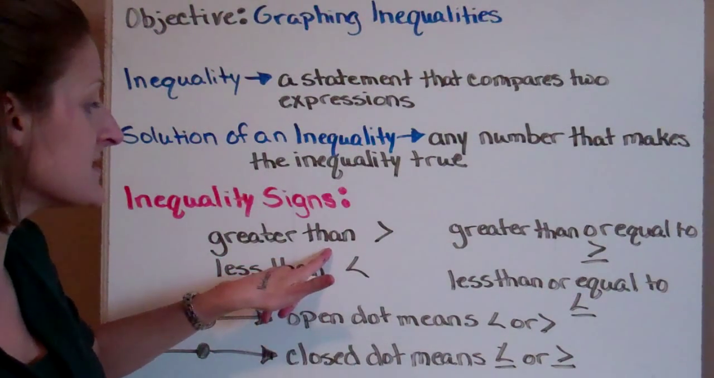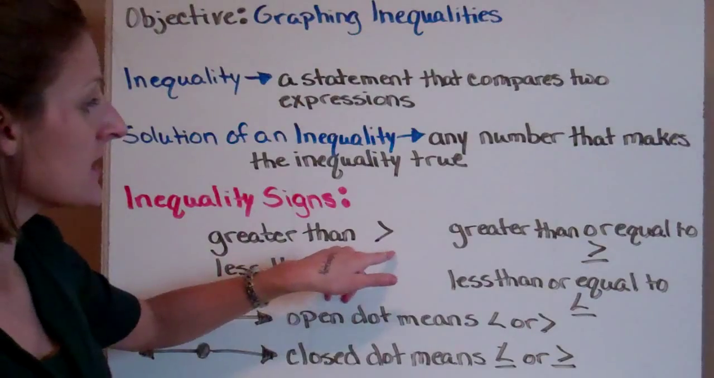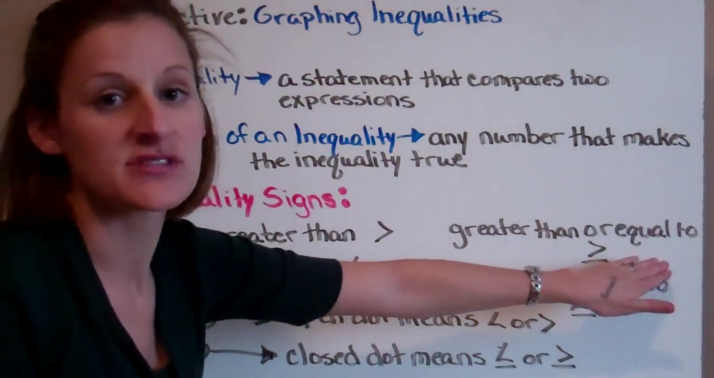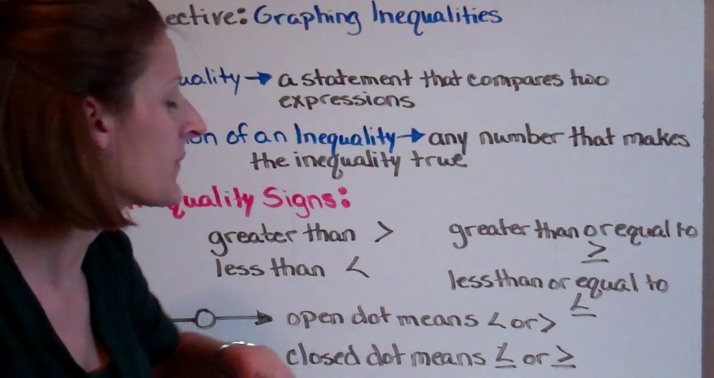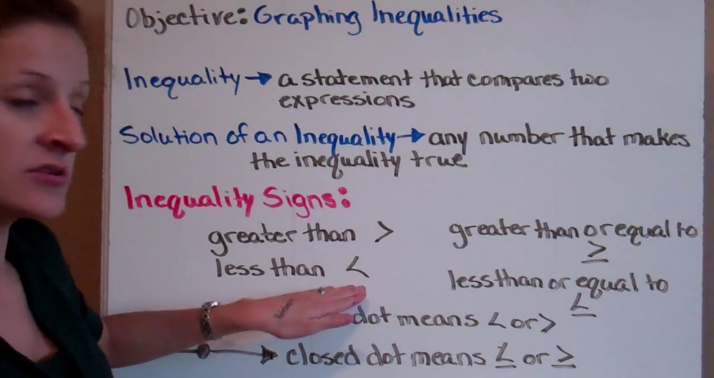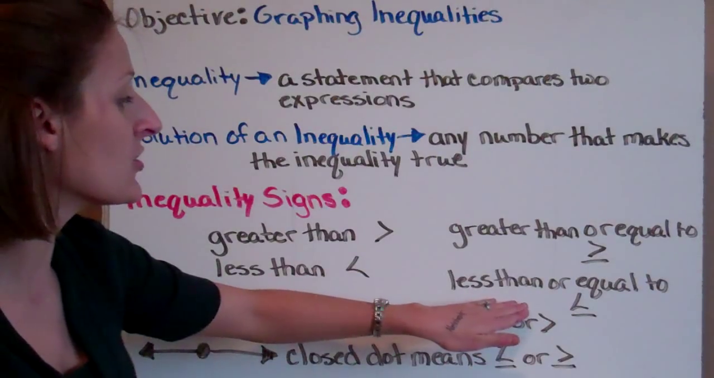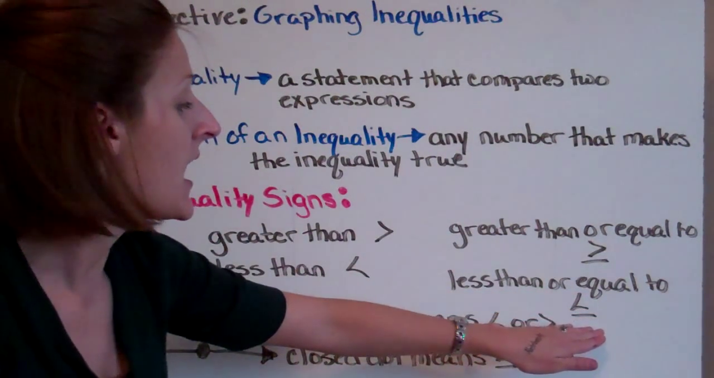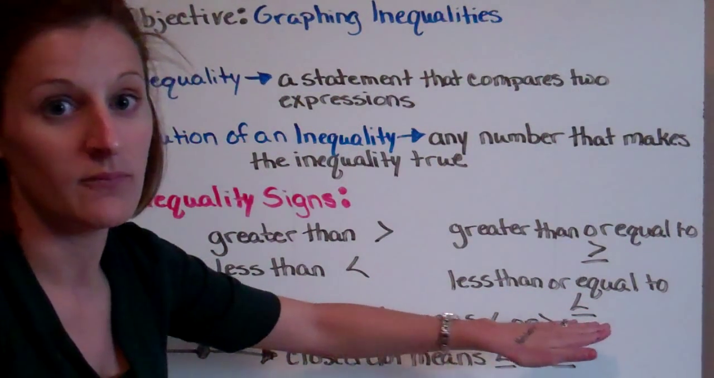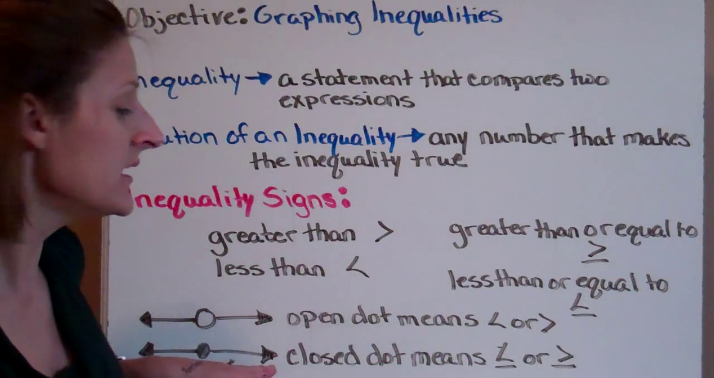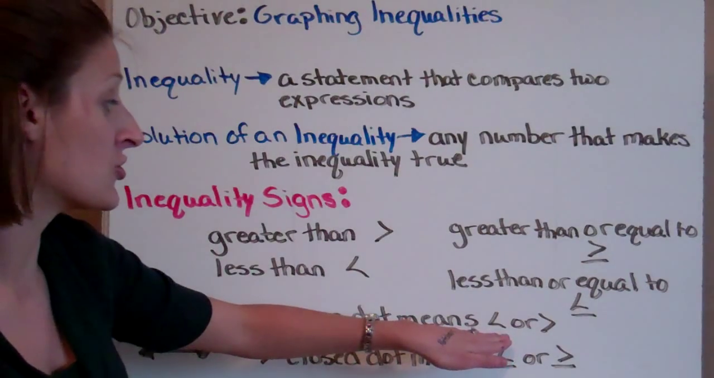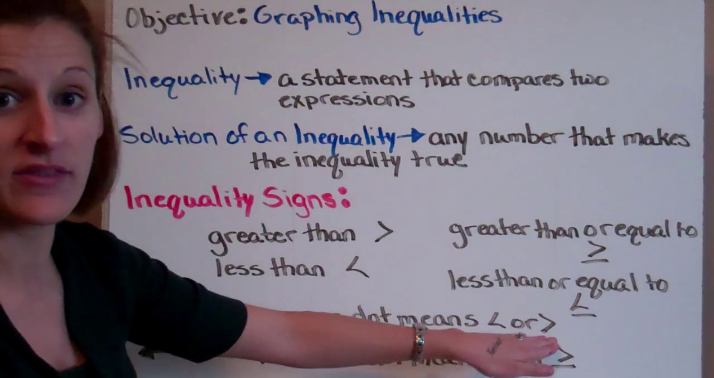Remember, your greater than sign looks like this. And your greater than or equal to sign, the only difference is it has a line underneath the inequality sign. Your less than sign looks like this, and your less than or equal to sign has a line under it as well.